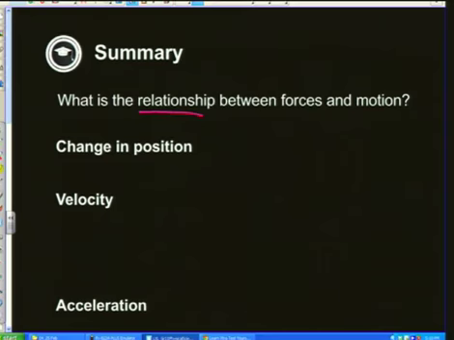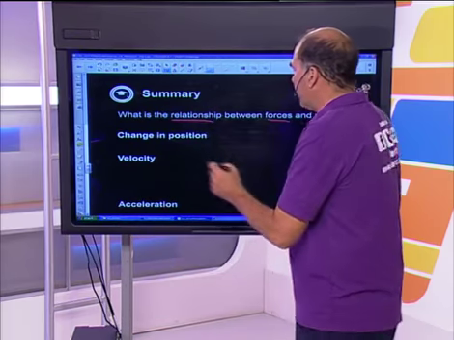Now it's time to get on with our lesson. What's the relationship between forces and motion? Before we get there, to really understand this, we need to get the terminology right. This is quick revision of grade 10 work, so you should know this, and it's work that we've done.